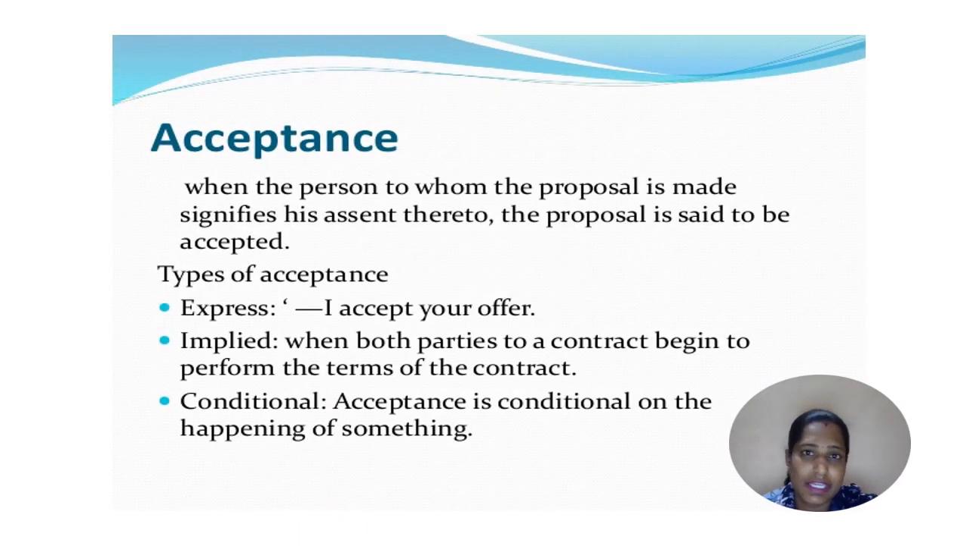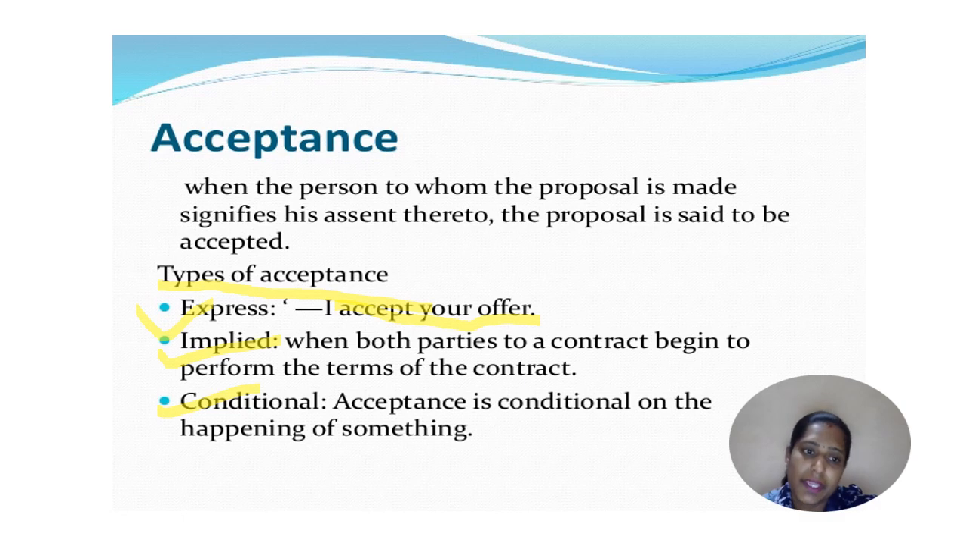Next, if we check the types of acceptance, I also told you. See, when you are offering, you can offer in an express way or in an implied way. In the same way, in return, the acceptance also can be given. When you check the types of acceptance, here we have express, implied, and conditional. Express is nothing but I accept your offer. I am expressing in words, or I can express in writing also, that I am accepting your offer. That means I am giving my assent, my approval. That will be converted into a promise.